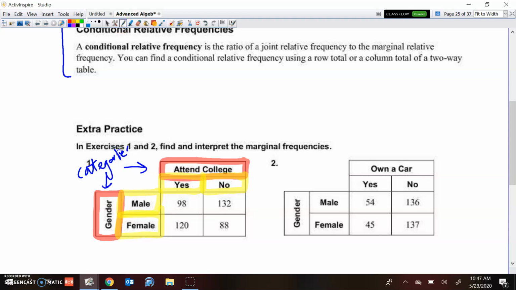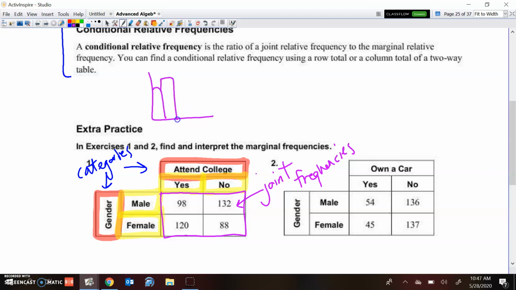Now within those, we have these data collection areas here. Each of those 4 blocks is called a joint frequency. So let's break down that term so that it doesn't sound like something we have to memorize, but something that makes sense. A frequency, if you remember back to histograms, is where we make a table and say, all right, in this category, and we take a tally, right? Things like that.